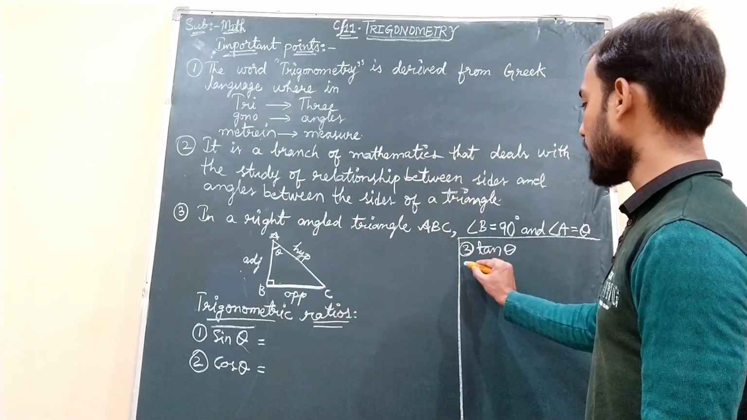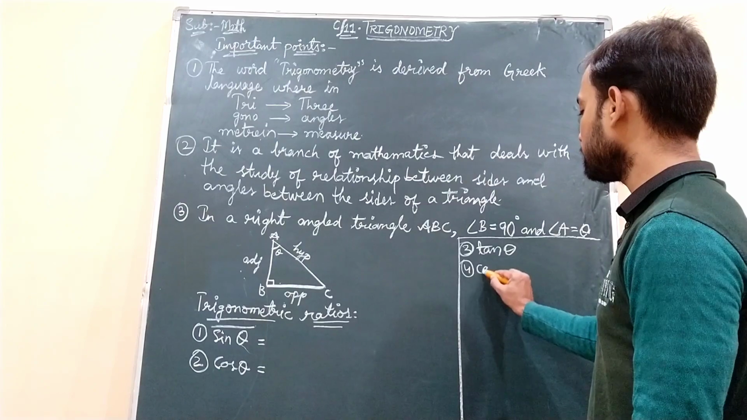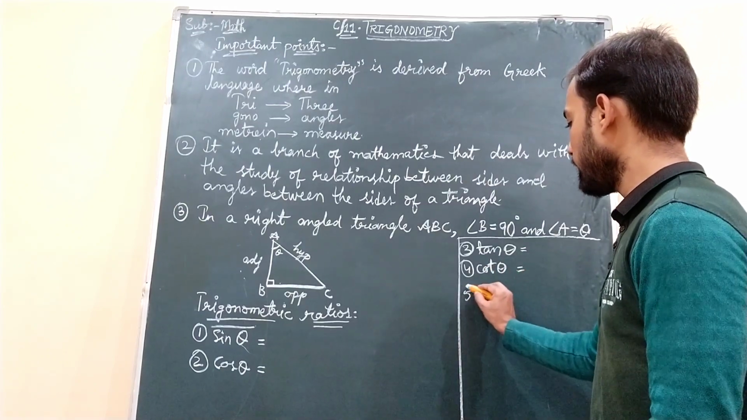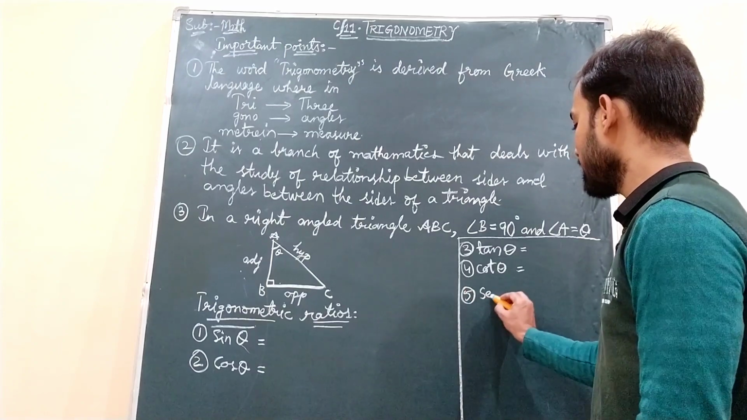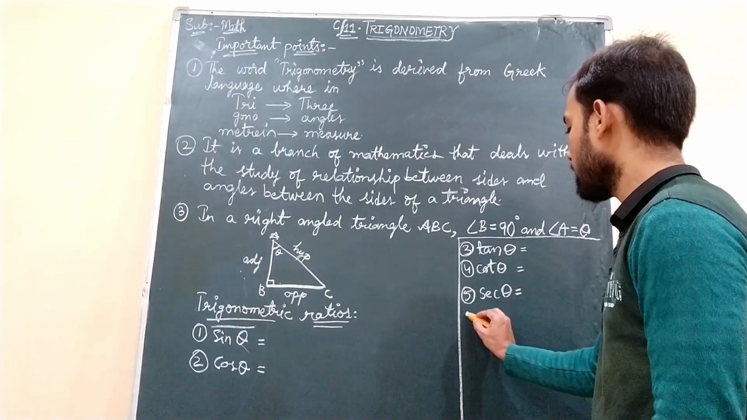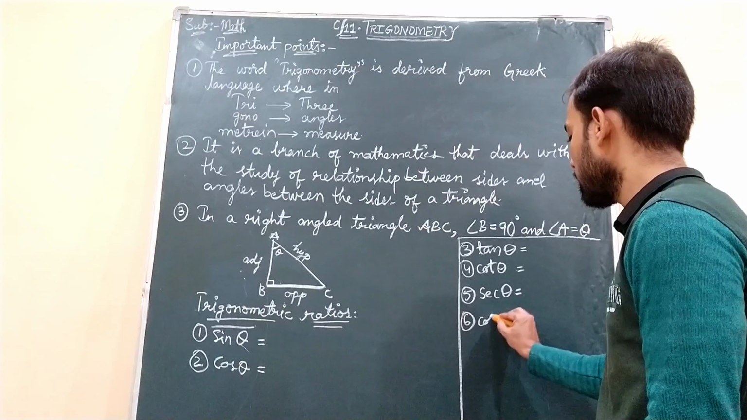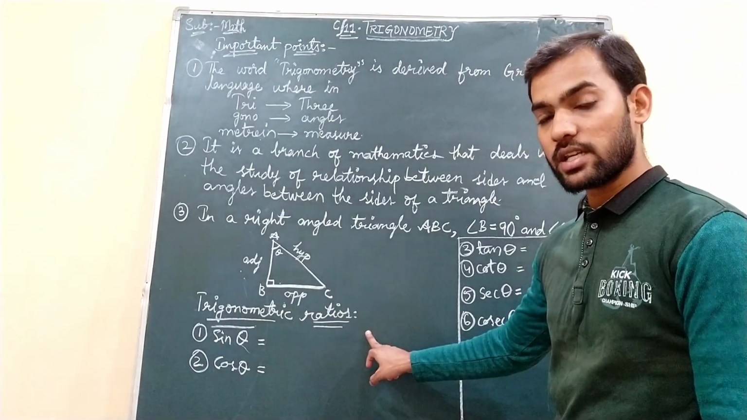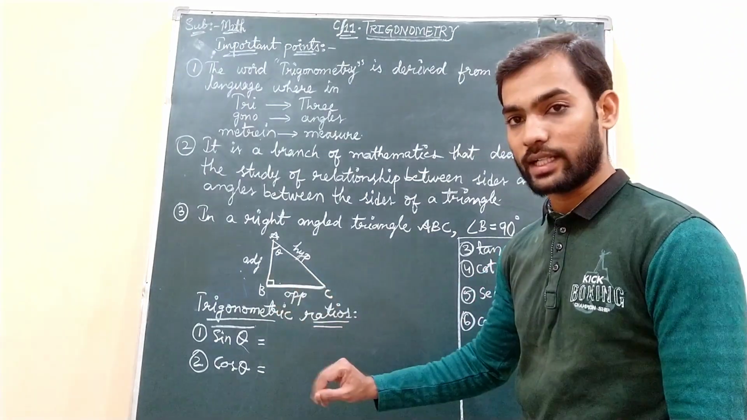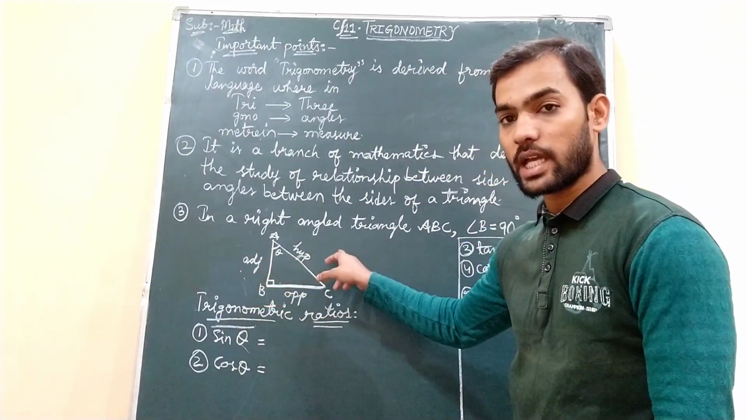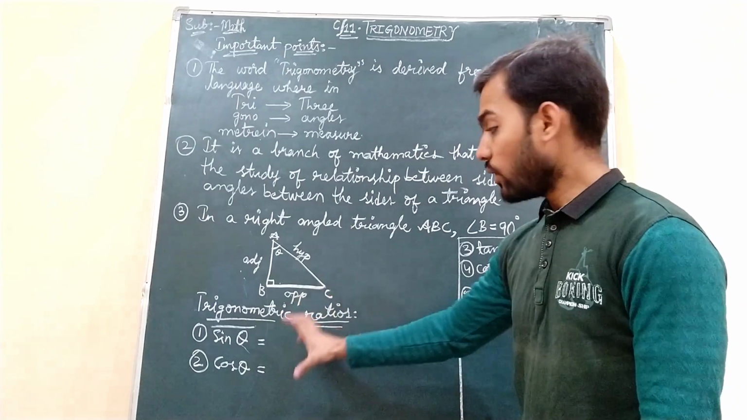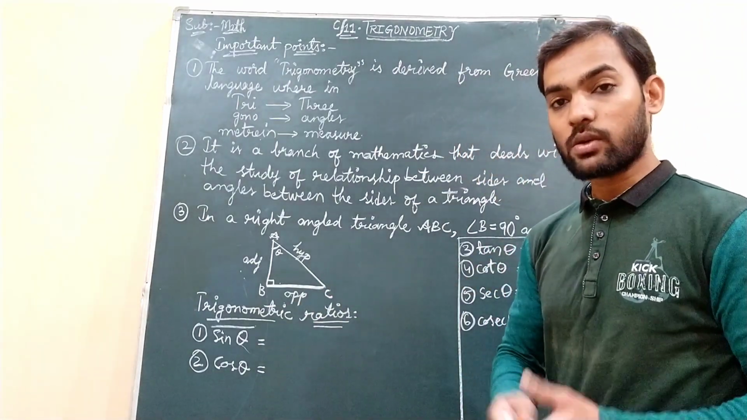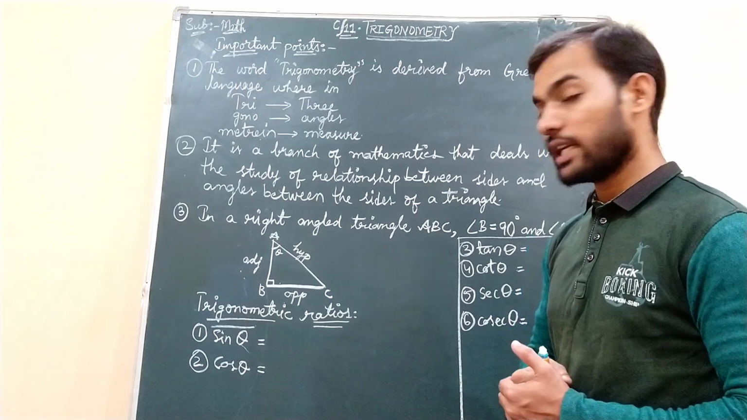Sin theta, cos theta, tan theta. Fourth one is cot theta. Fifth one is secant theta, and the last one is cosecant theta. As we are writing trigonometric ratios over here, any two sides we need to divide, like opposite by adjacent, adjacent by hypotenuse, hypotenuse by opposite. So every trigonometric ratio has a different formula over here. So how to remember which ratio will get which formula?